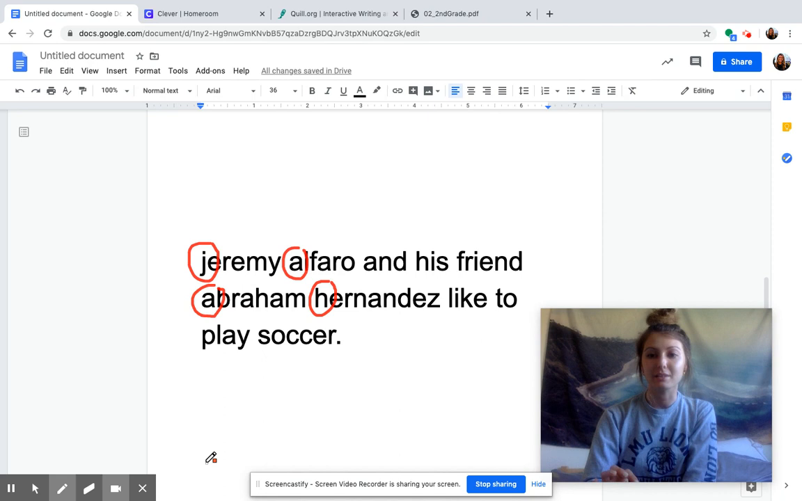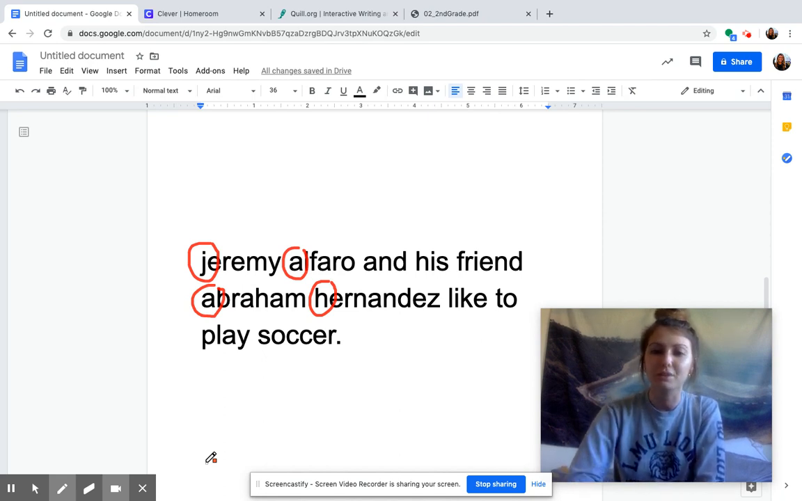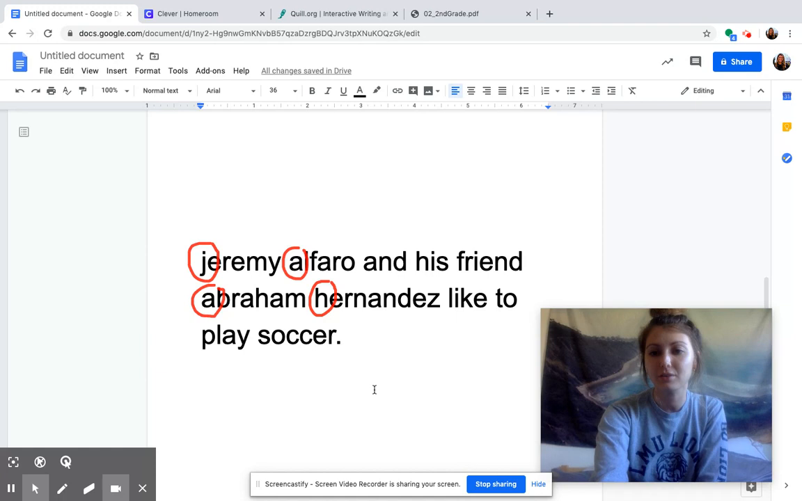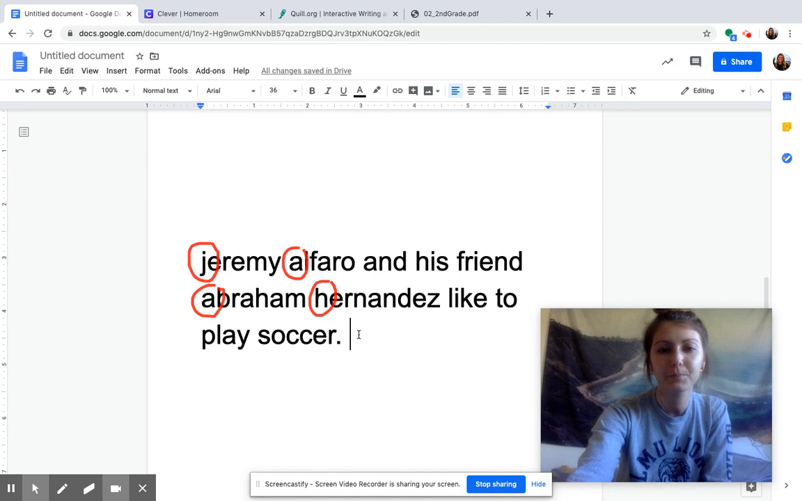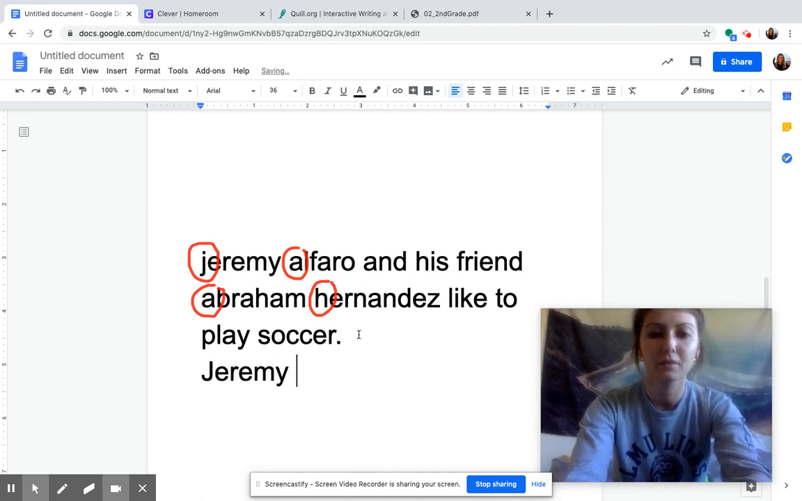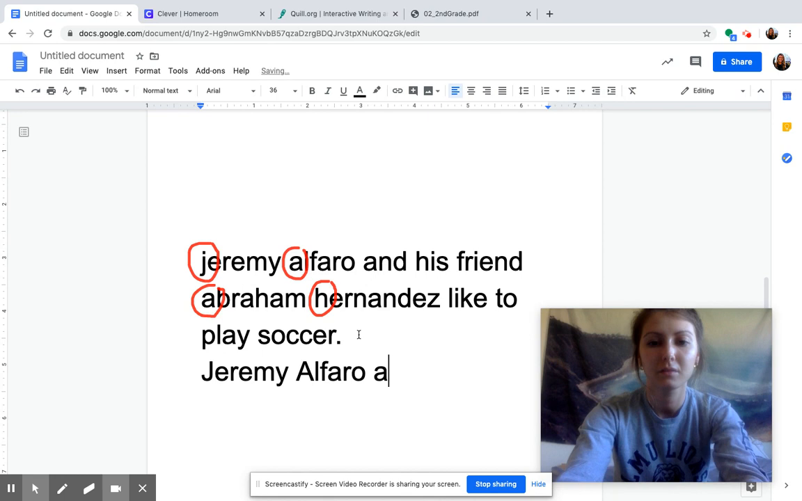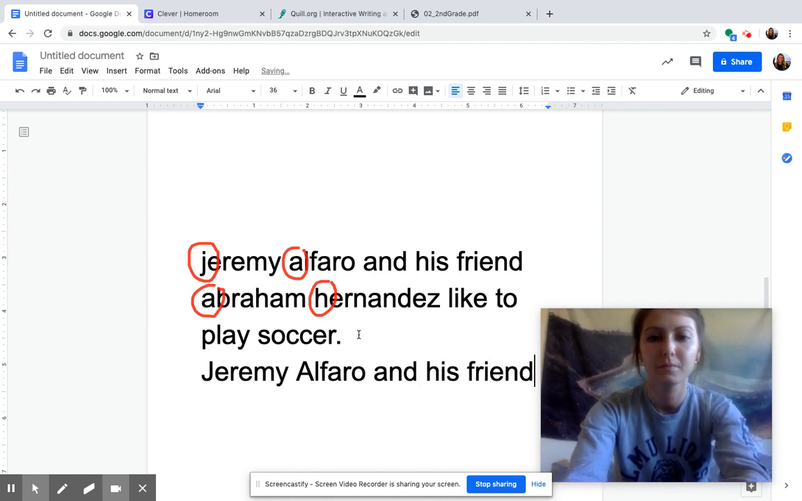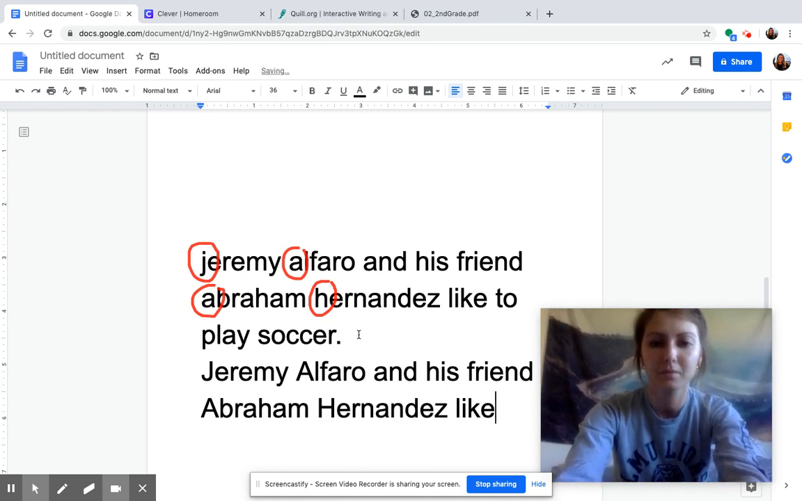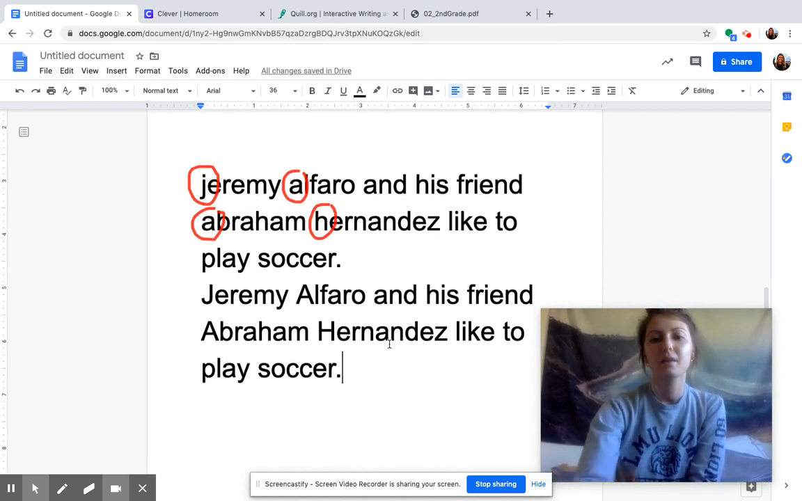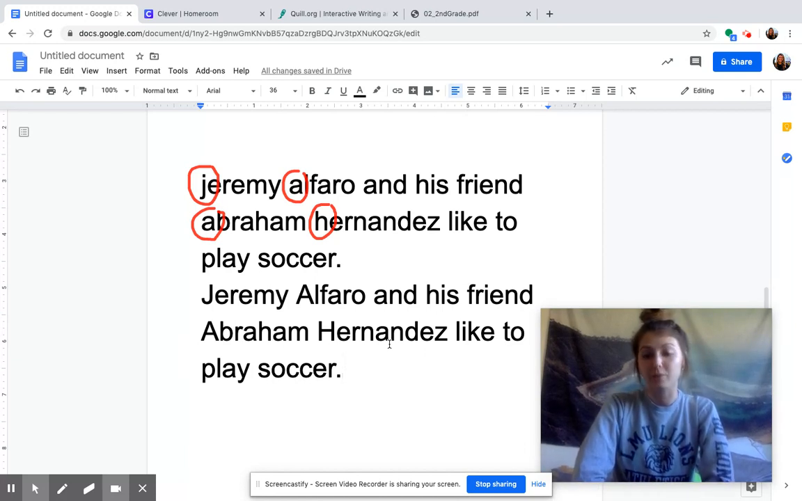When you rewrite your sentence, make sure that you're capitalizing both the first and the last name. Go ahead and do that in your notebook now. If you'd like to pause the video for more time, go ahead and pause the video. There is what your sentence should look like when you fix those capitalization errors.